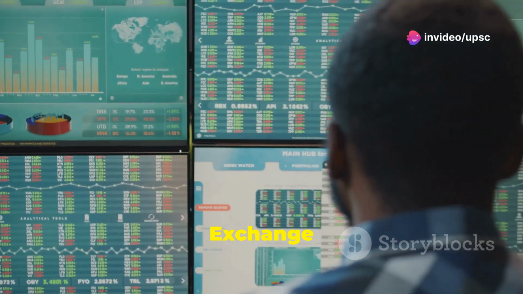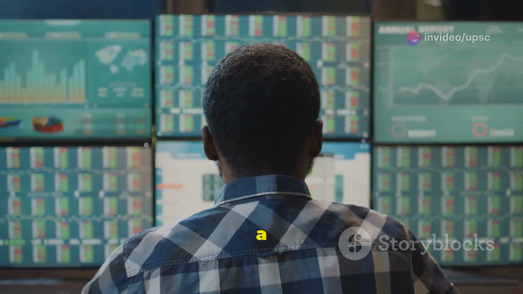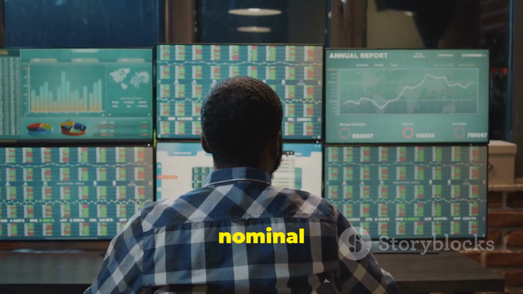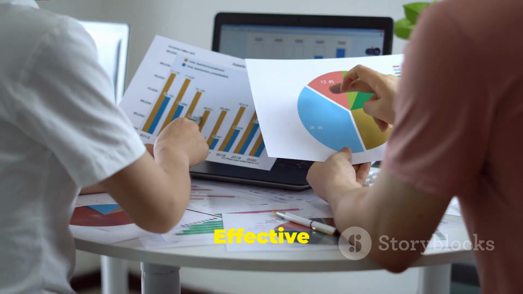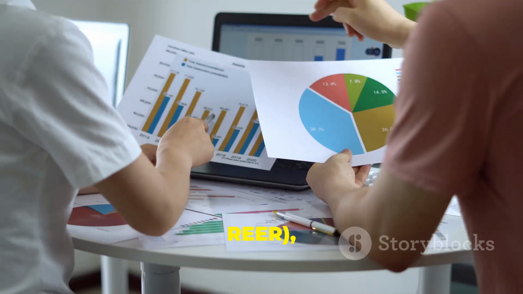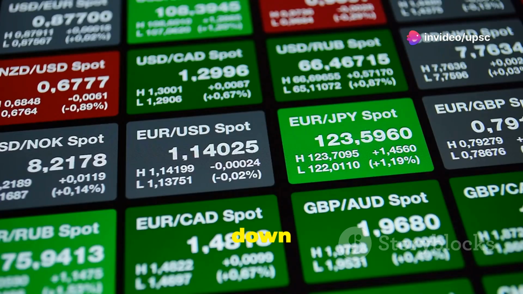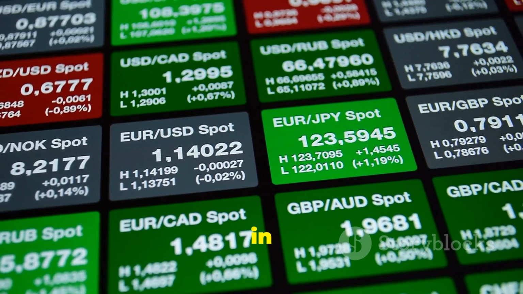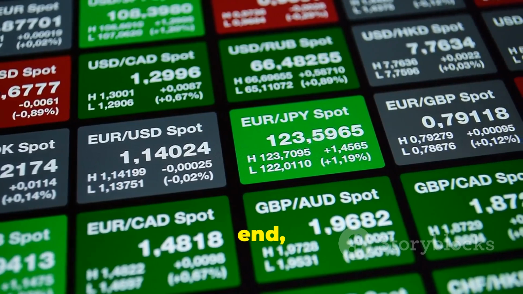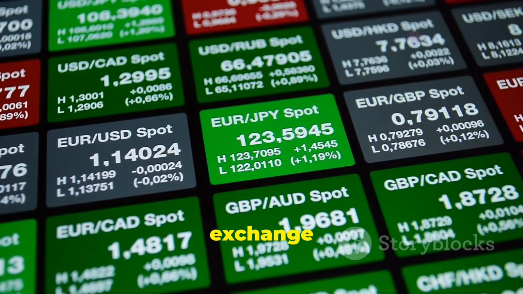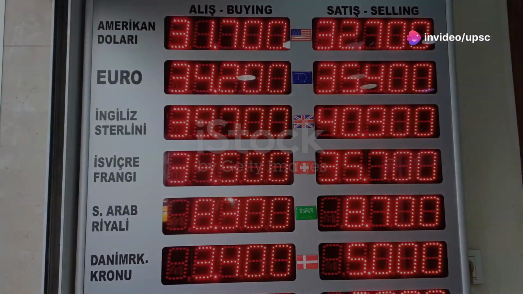Nominal Effective Exchange Rate, NEER, which is a weighted average of bilateral nominal exchange rates, and Real Effective Exchange Rate, REER, which adjusts NEER by relative prices. We'll break down these concepts into easily digestible terms, highlight their differences, and illustrate their significance in the global economy. By the end, you'll have a clear understanding of how exchange rates influence our world.